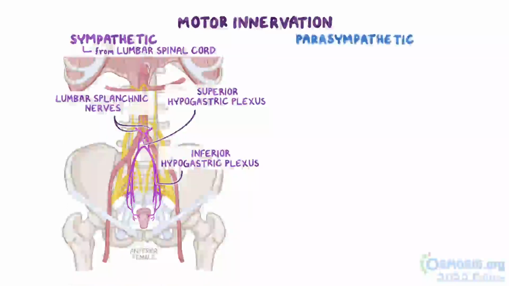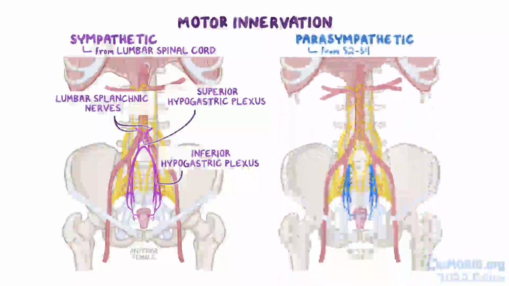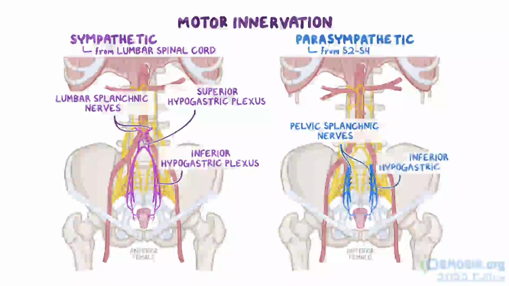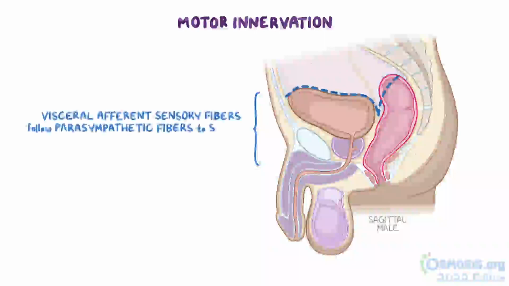Next are the parasympathetic fibers, which arise from S2 to S4 levels of the spinal cord and pass through the pelvic splanchnic nerves and the inferior hypogastric plexus to reach the rectum. Finally, the rectum lies below the pelvic pain line, meaning that visceral afferent fibers from the rectum follow the parasympathetic fibers to the S2 through S4 sensory ganglia.